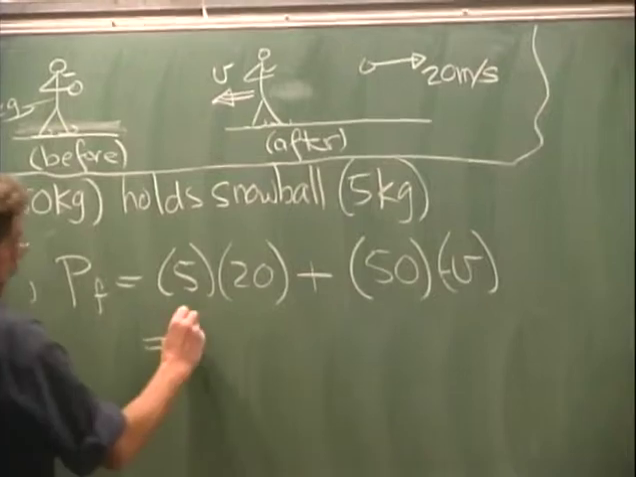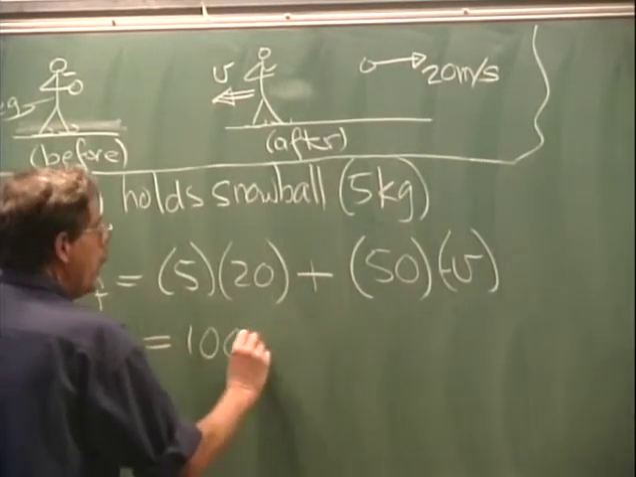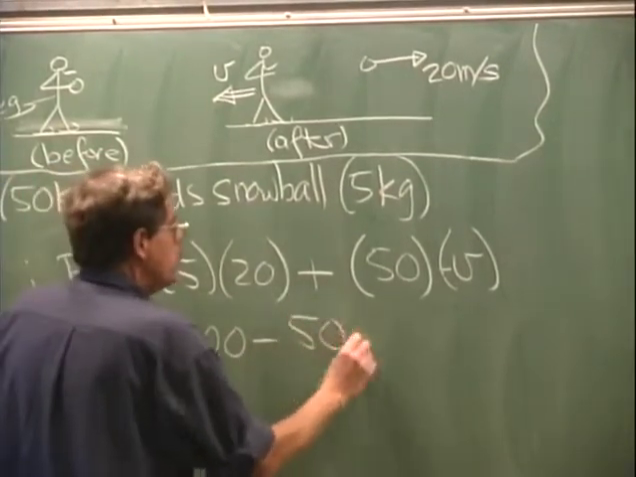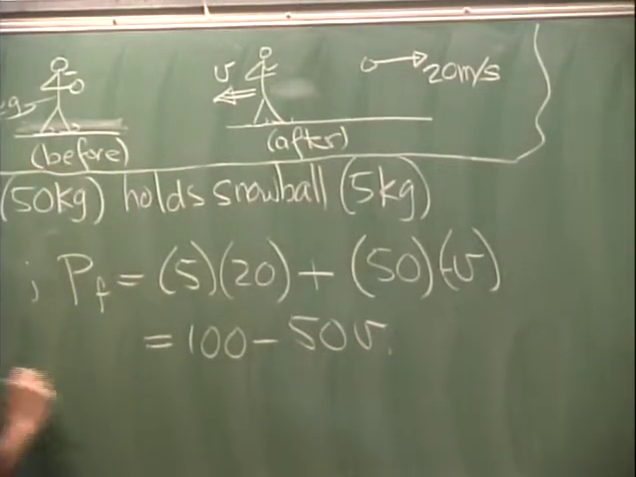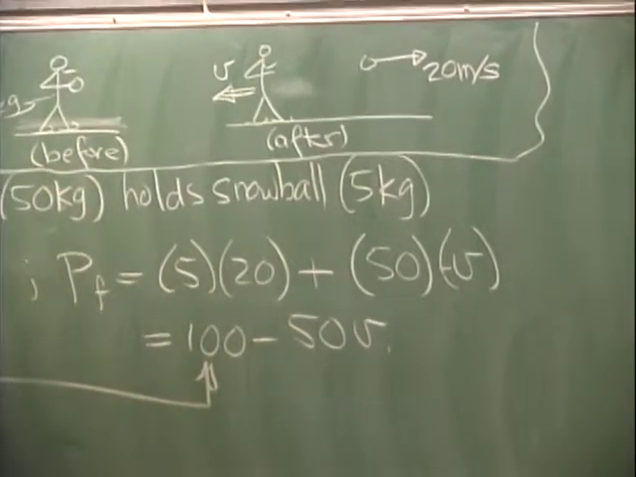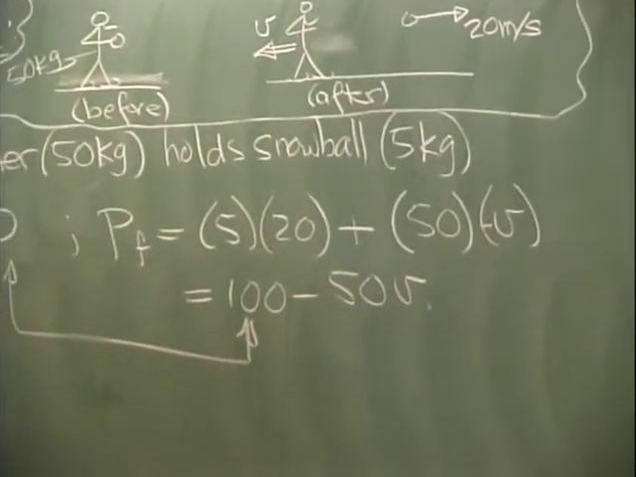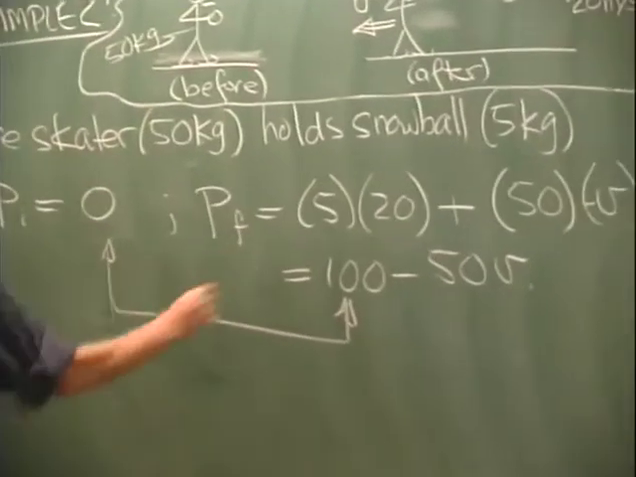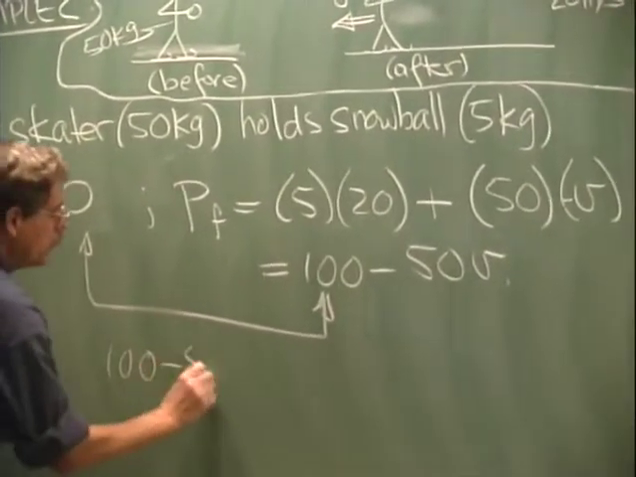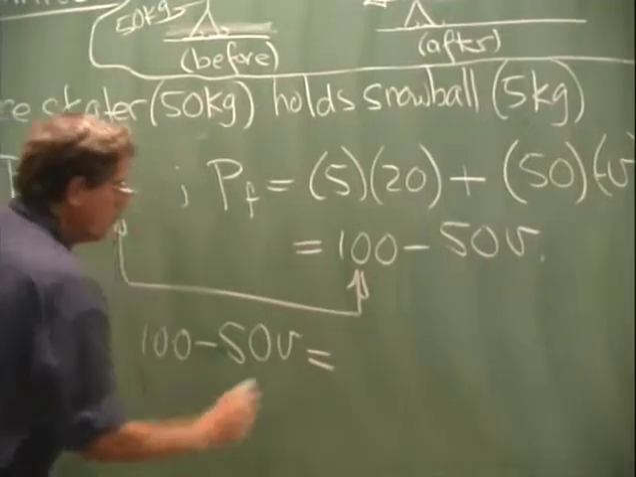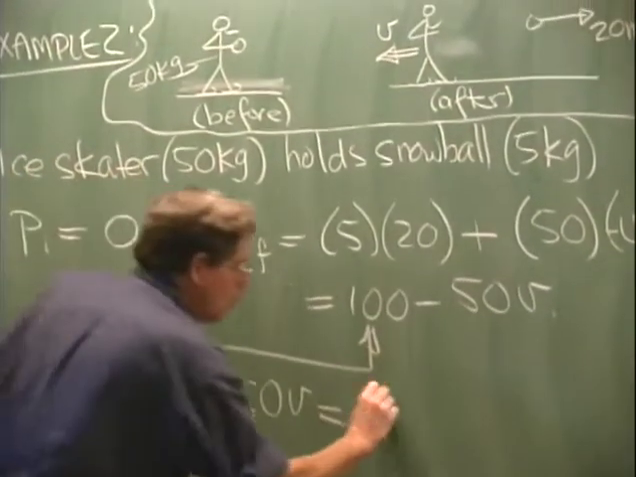So what do I get? 5 times 20 is 100, minus 50 times V. Conservation of momentum says that the momentum before has got to be equal to the momentum afterwards. So 100 minus 50V is equal to 0.